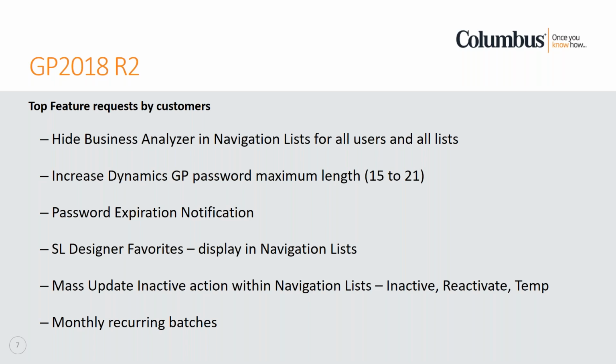Second one is for some people a big deal. For other people it was kind of a waste of time, but there was kind of no in between. So either you really wanted this or you don't care, but the GP password now can go all the way up to 21 characters, which is the SQL password length in Microsoft SQL Server. So if 15 was just too little, you just didn't feel that was secure, you can now with 2018 R2 go all the way up to 21 characters. So you just have to have a good memory on what that password is.